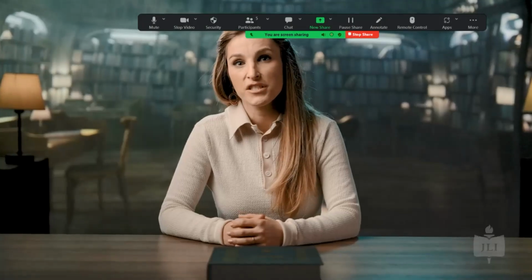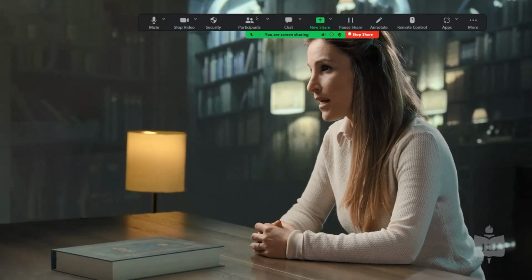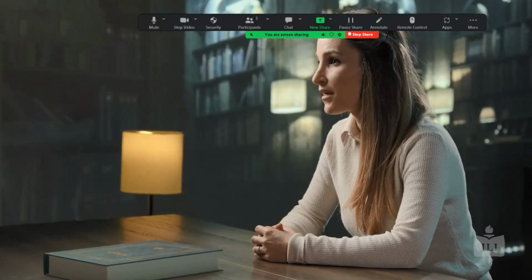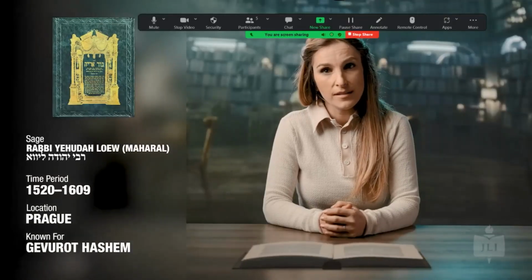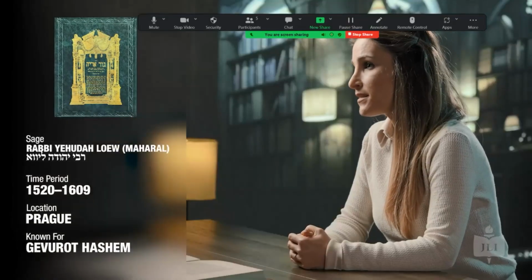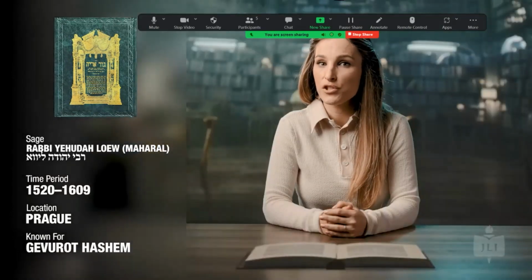From Tzfat, the teachings of Kabbalah spread across the Jewish world. In the following generations, additional masters and schools of Kabbalistic learning developed in various Jewish communities. Maharal was a mystic and philosopher who expressed Kabbalistic ideas in philosophical terms. His teachings influenced many subsequent schools of Jewish thought.